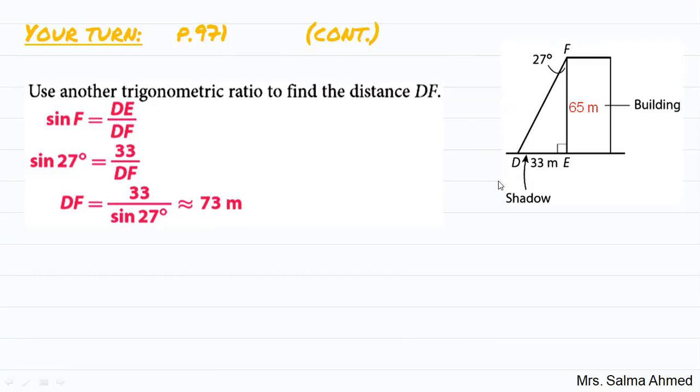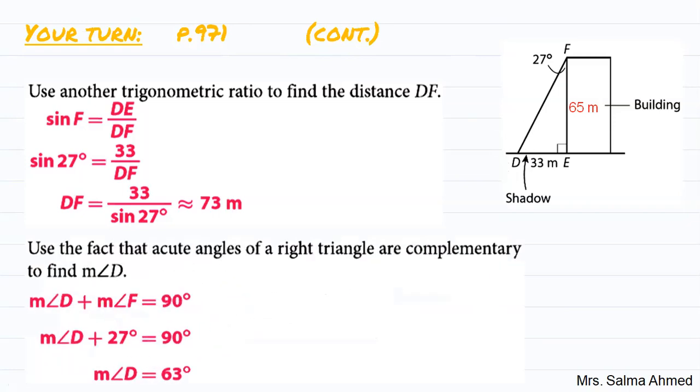Now we are going to find the missing angle. If this is 90 and this is 27, we need to find the measure of angle D. Because D and F are complementary angles, we can find it. The measure of angle D is equal to 90 minus 27, and it gives me 63 degrees.